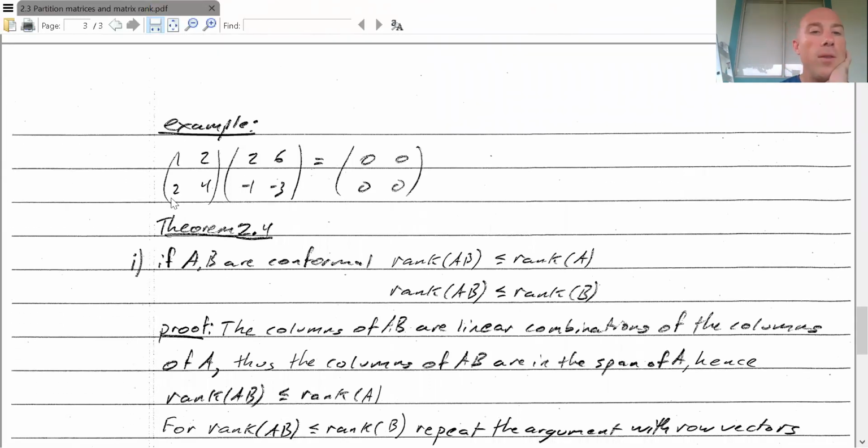I've got 1, 2, 2, 4, 2, -1, 6, -3. Check out what happens when I multiply them together. I take two things, I multiply them together, and I got 0. I got the 0 matrix. Does that make sense? Wait, what's going on?